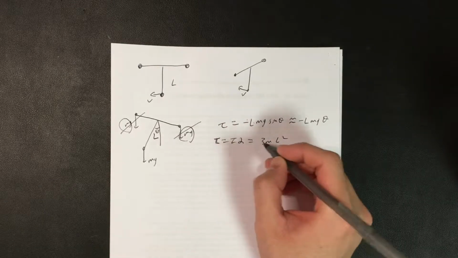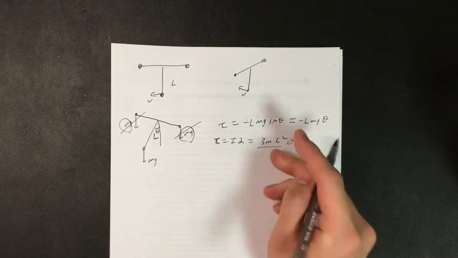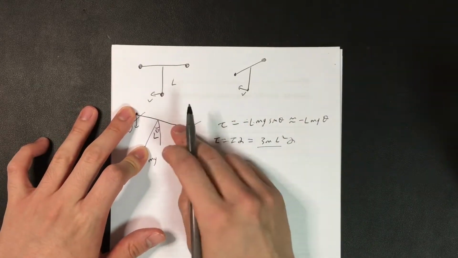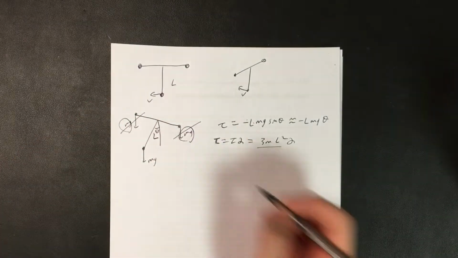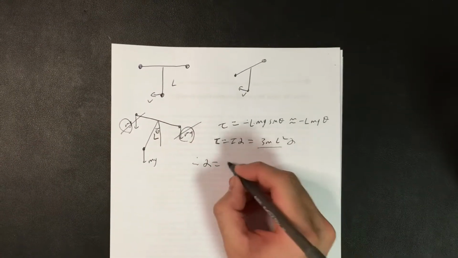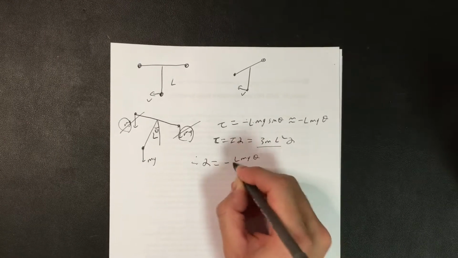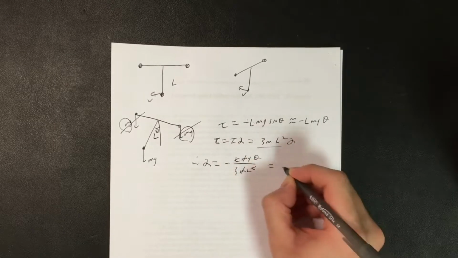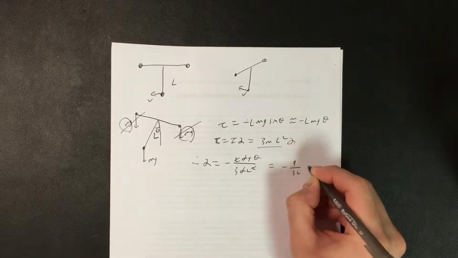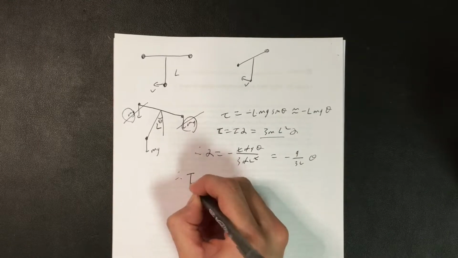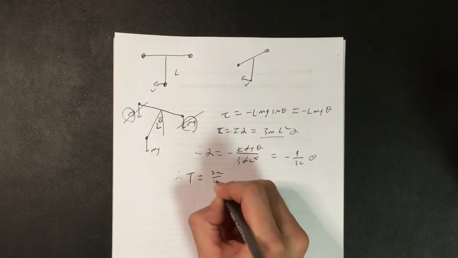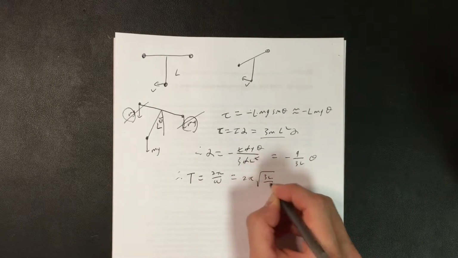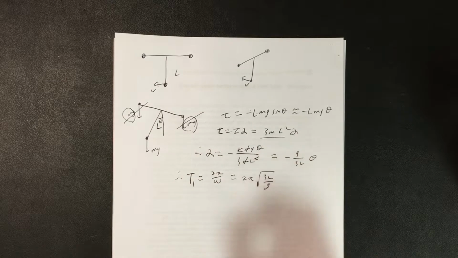Now, torque equals I alpha, and in this case, inertia equals 3 ml squared because there exist 3 point masses that are separated by distance L from the point of rotation. And therefore, solving for alpha, alpha equals negative L mg theta divided by 3 ml squared. Canceling off the m and the L, I get negative g over 3L theta. And therefore, the period, which equals 2 pi over the angular frequency, equals 2 pi times the square root of 3L over g. And this would be T1.